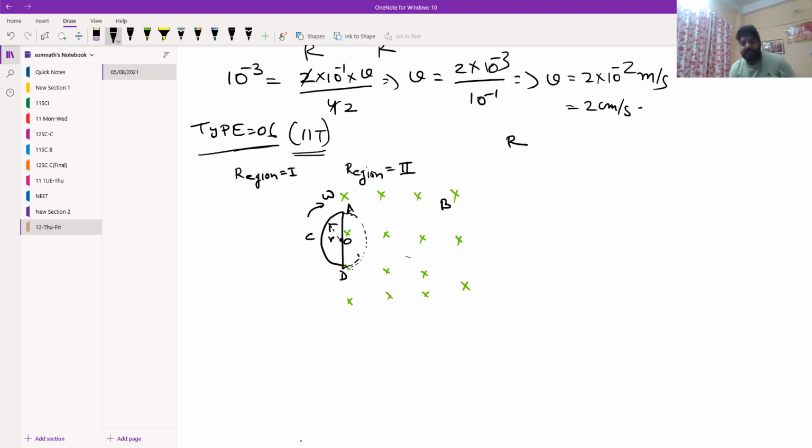Now the question is that number one, the expression for the magnitude of the induced current in the loop. So first you have to find out the expression for the induced EMF in the loop. That is the first one. Second one, show the direction of the current when the loop is entering into the region 2.